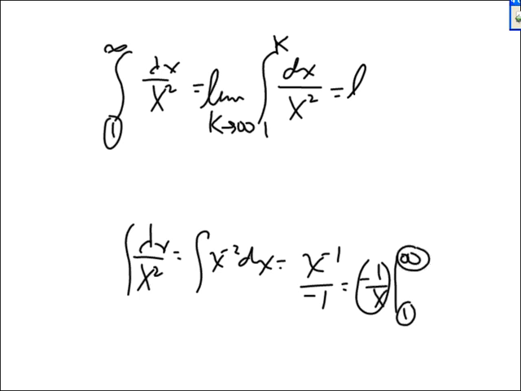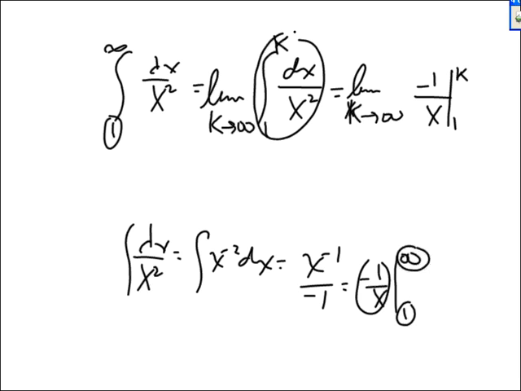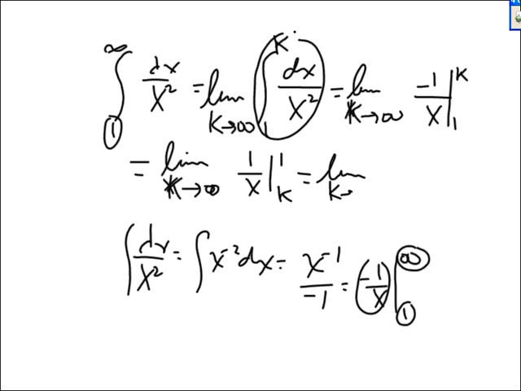And as we do, it's the limit as k goes to infinity of this. But we just said that's negative 1 over x from 1 to k. I really do hate that minus sign. I'm going to take the limit, not as x, but as k goes to infinity of 1 over x, but instead of going from 1 to k, I go from k to 1. So this is the limit as k goes to infinity of 1 over 1 minus 1 over k.